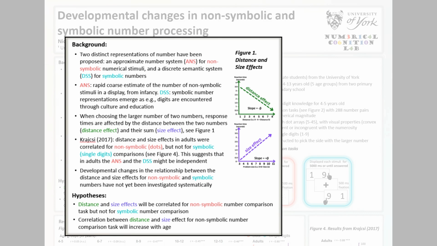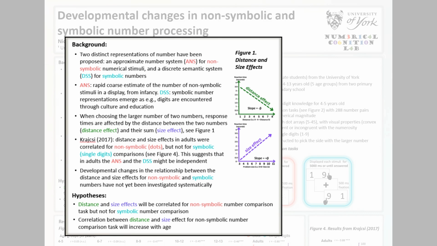Recent studies suggest that when comparing single digits, the two effects are not correlated, indicating that the two systems, ANS and DSS, might be independent in adults. However, the developmental aspects of this relationship have not yet been systematically investigated.